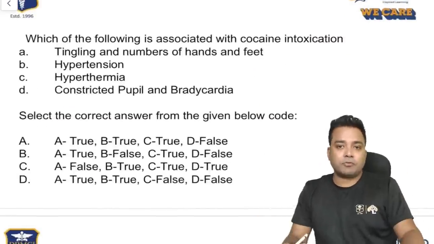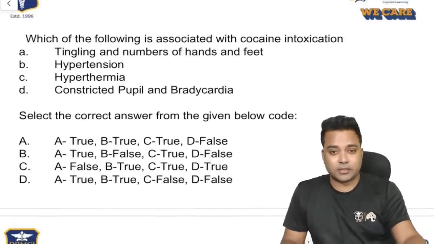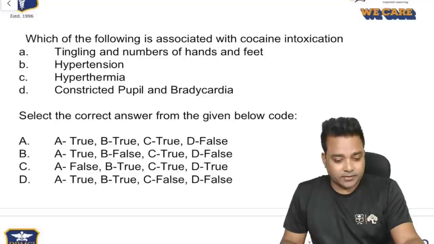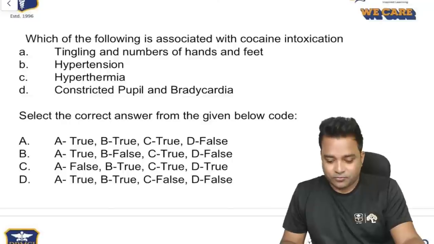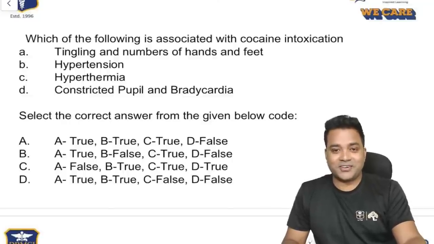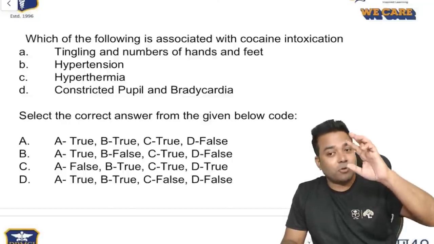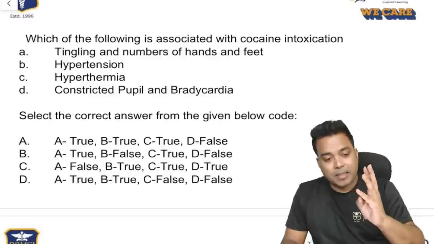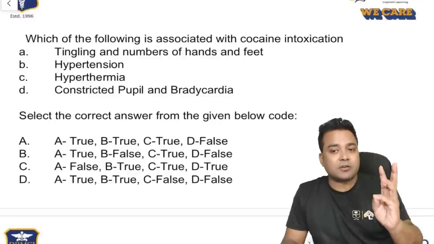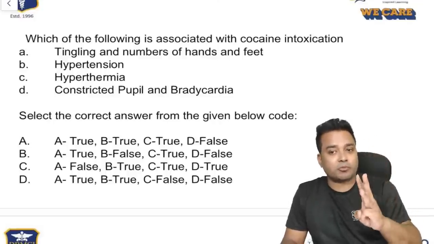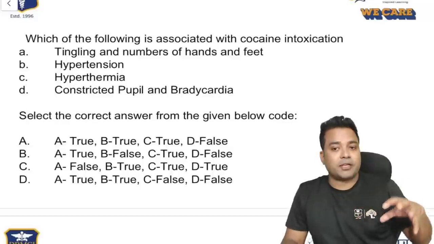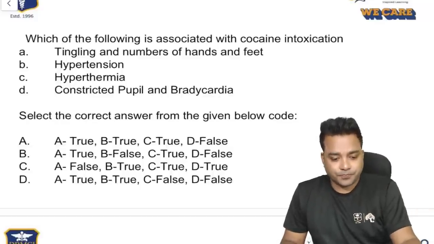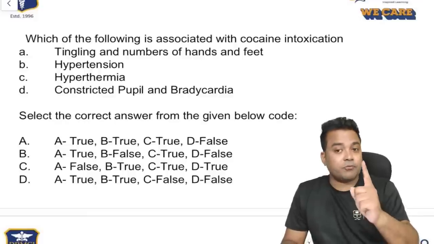Answer this question: which of the following is associated with cocaine intoxication? Cocaine. Which of the following is associated with cocaine intoxication? Cocaine is a very important poison. Cocaine, then your narcotic groups, agricultural groups, metallic groups. They are the three most common areas from where questions are picked.